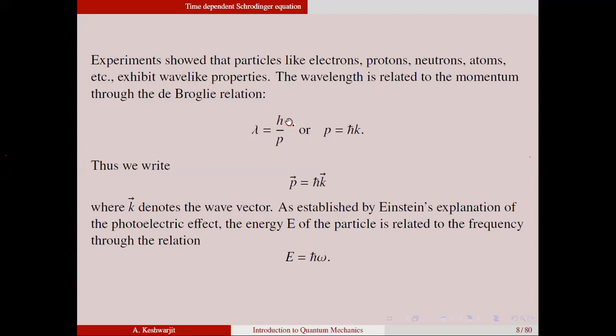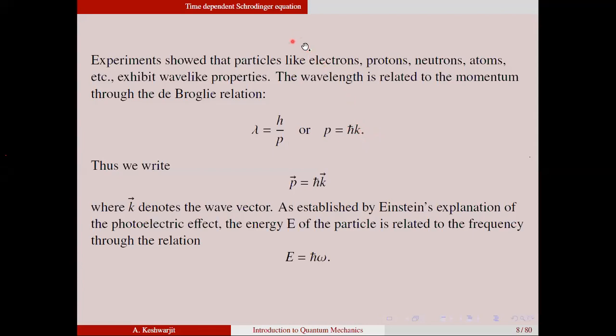From this relation, we can also write p as h bar k. What is h bar and what is k? Have you come across this? h bar is the reduced Planck's constant. And k is the magnitude of the wave vector.